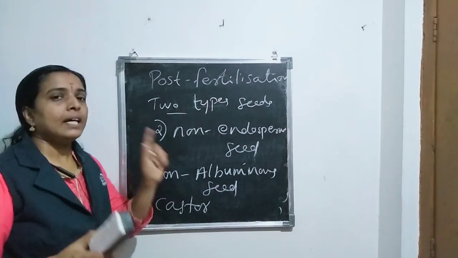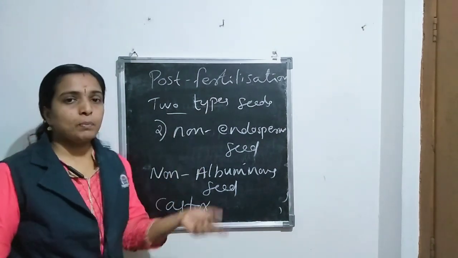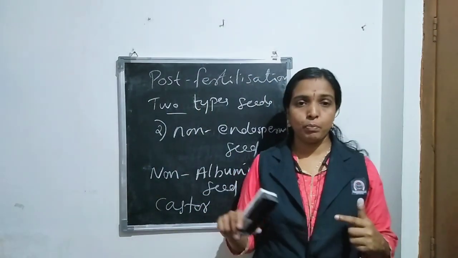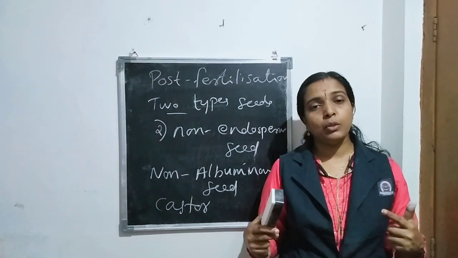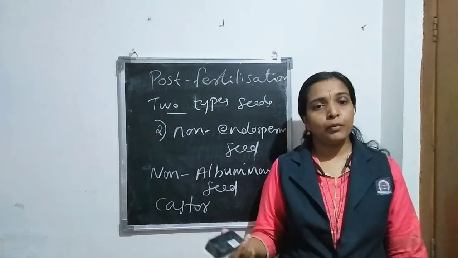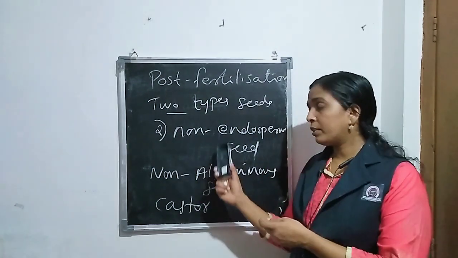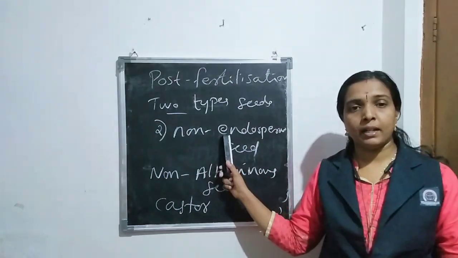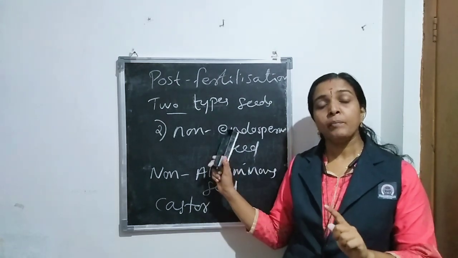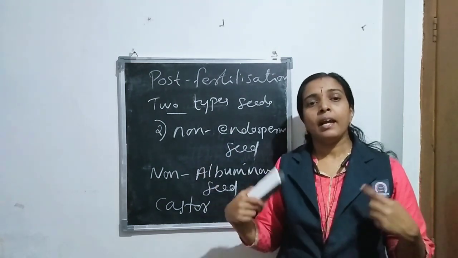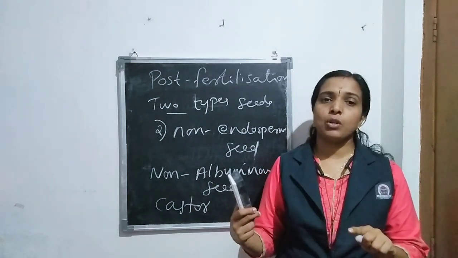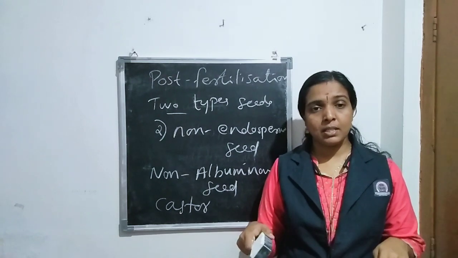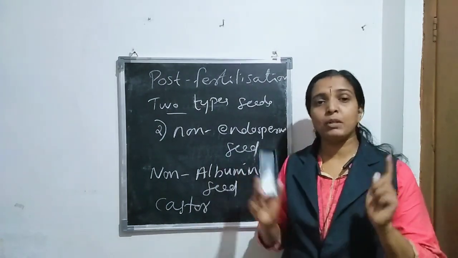Clear the difference? Then listen, non-endospermic seeds are called so. Why? There is no endosperm. That endosperm is completely utilized for the development of the embryo. That's why endosperm is not there in the mature seeds. That is the reason behind it. The seeds of the dicot are non-endospermic because of complete utilization of the endosperm for the development of the embryo. That's why they are non-endospermic seeds. Endosperm is not there in the mature seeds.